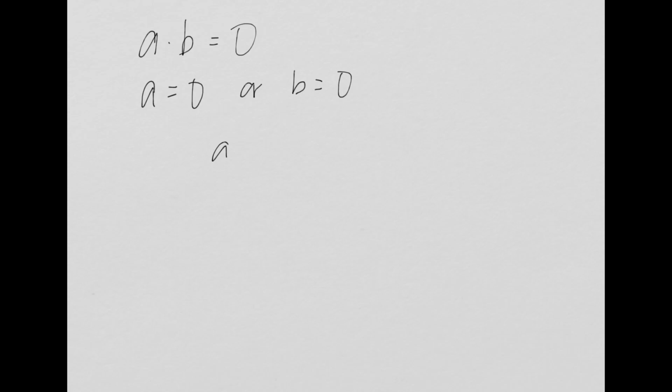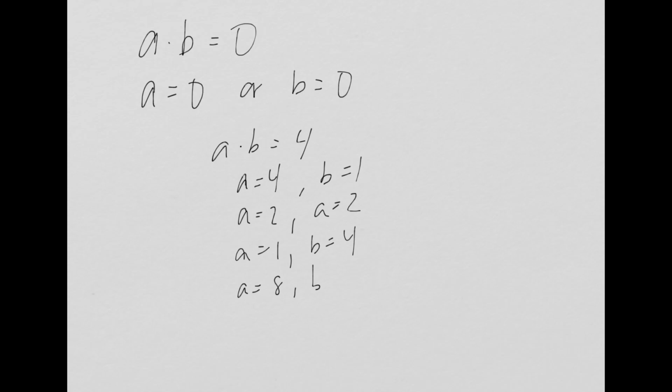So if I had like a times b equals 4, well, there are a bunch of different solutions to that. A could be 4 and b could be 1. They could both be 2, or maybe a is 1 and b is 4. Right? So there's many different options. That's not even all of them. I could have a is 8, b is 1/2, something like that. There's infinitely many of them. But if two numbers multiply to be 0, so if I have this special case up here, at least one of them was 0. And that's going to help us with factoring. If two things multiply to be 0, one of them was 0.